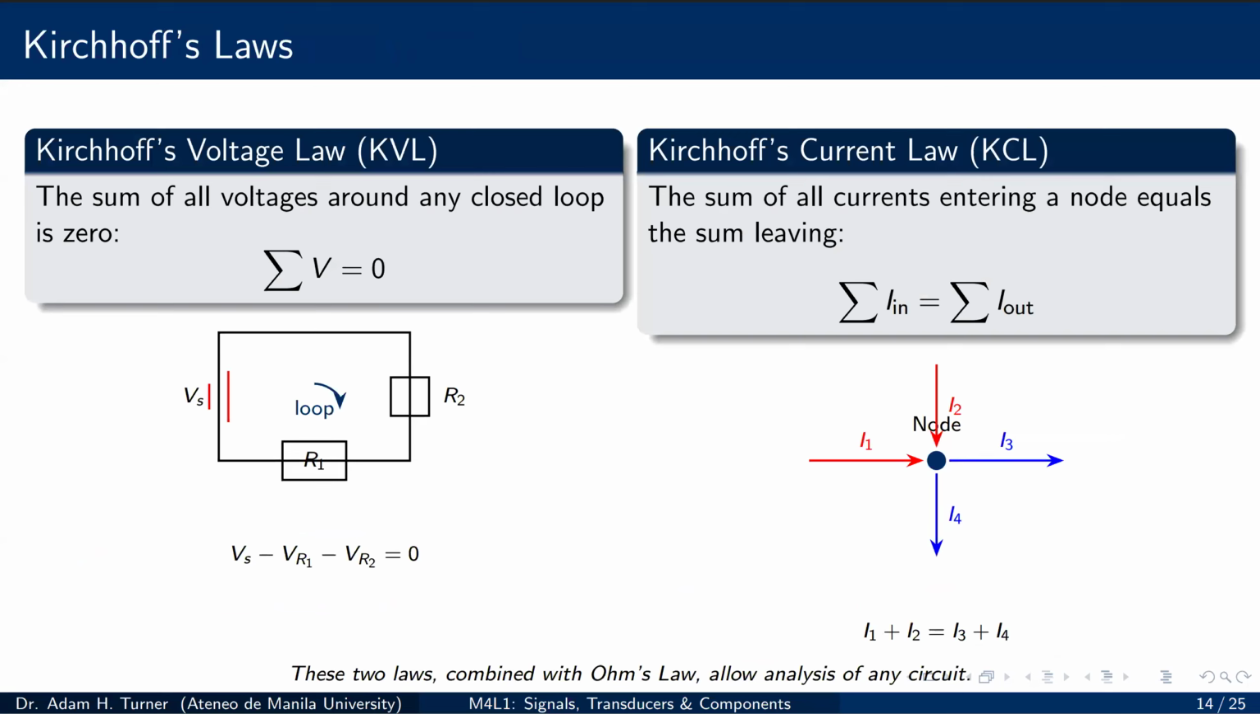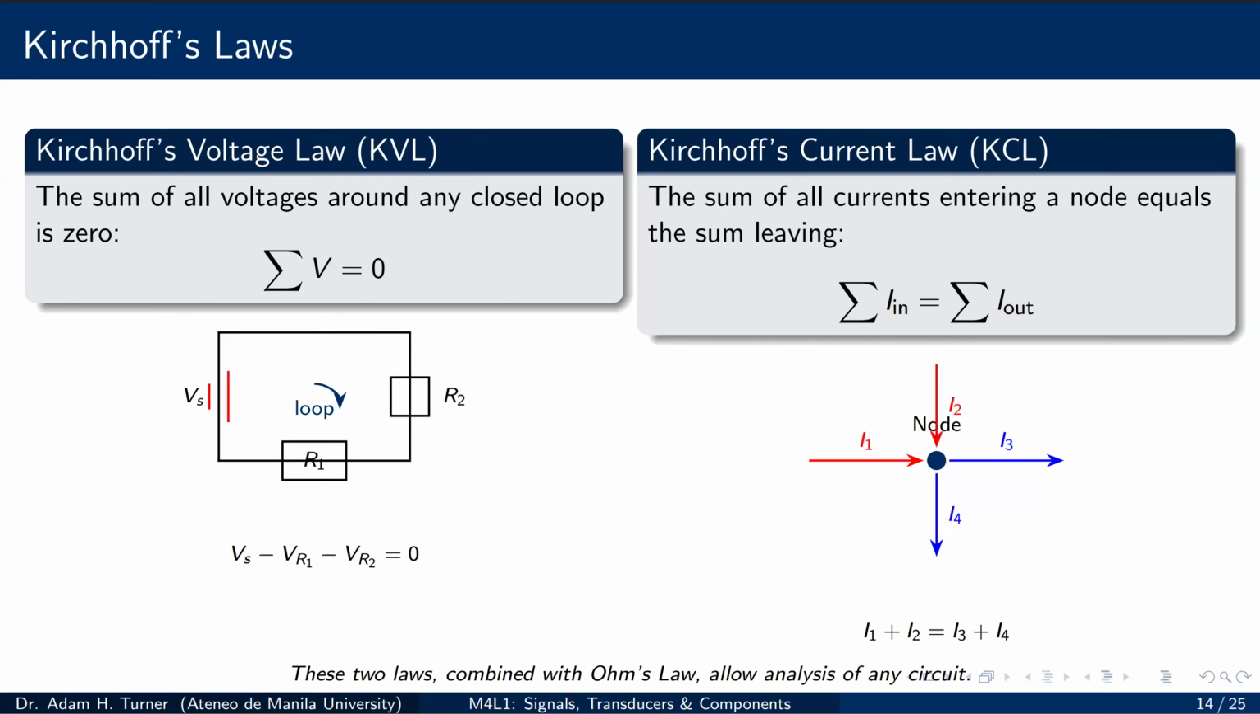So, Gustav Kirchhoff gave us two laws that, combined with Ohm's law, let us analyze pretty much any circuit. Kirchhoff's voltage law, or the KVL, says that the sum of all voltages around any closed loop is zero. Think of it like a hiking trail that returns to the starting point. All the elevation gains and losses must cancel out. In the circuit diagram on the left, the source voltage Vs minus the voltage drop across R1 minus the voltage drop across R2 equals zero.